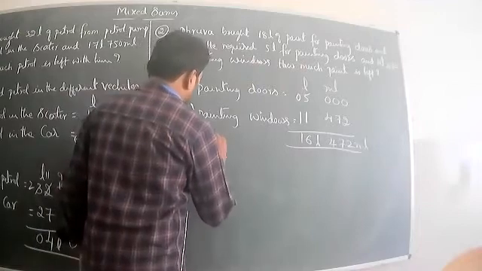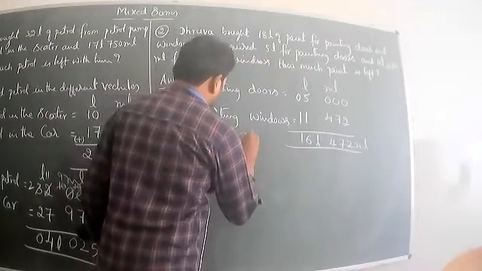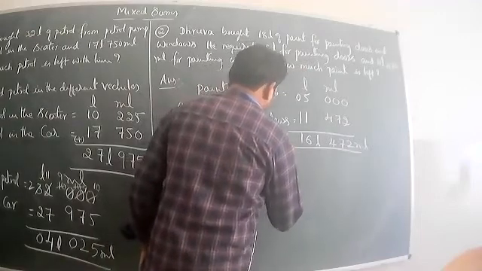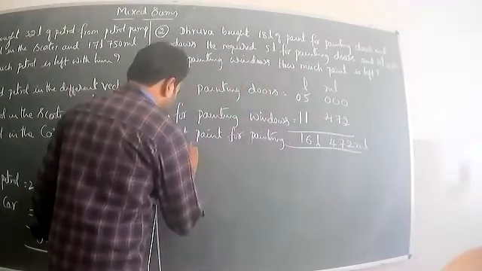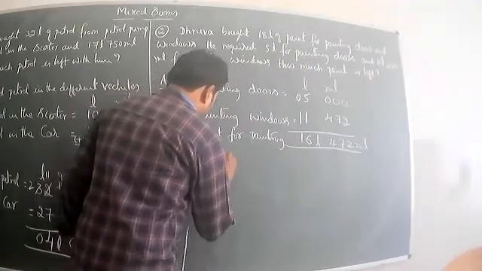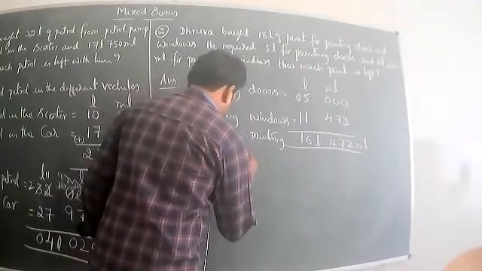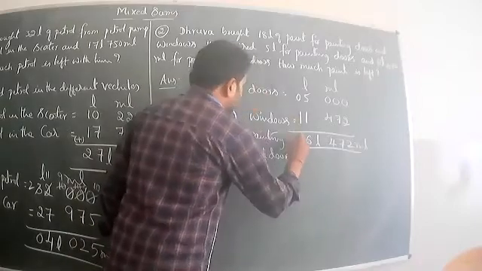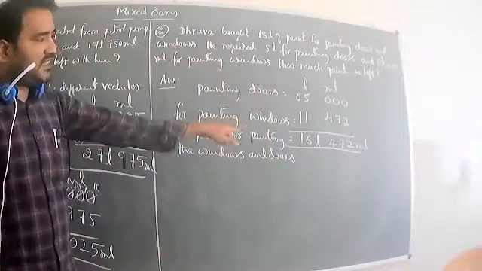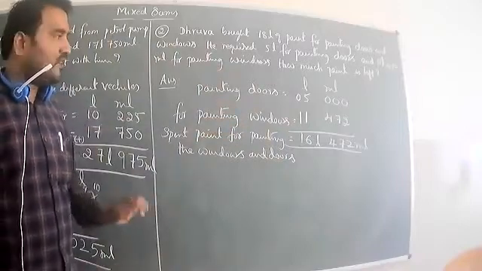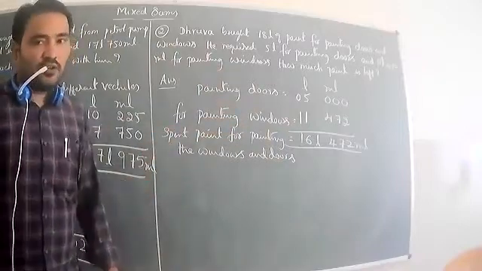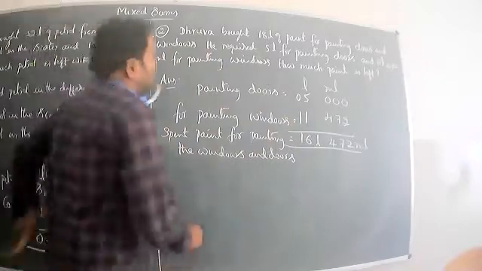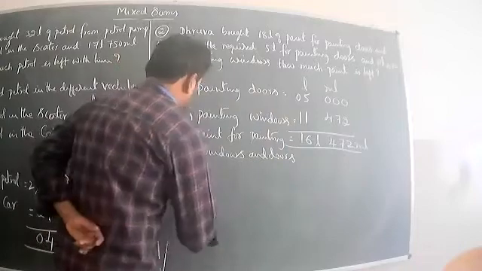Okay, this is the amount of 16 liters 472 ml he has to spend on paint for painting the windows and doors. Then after that, so now Dhruva bought paint.